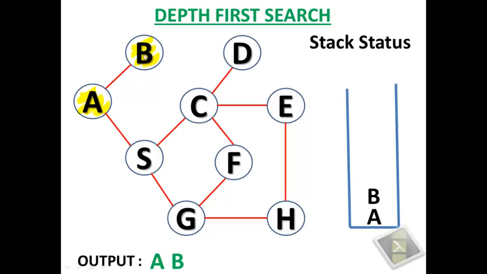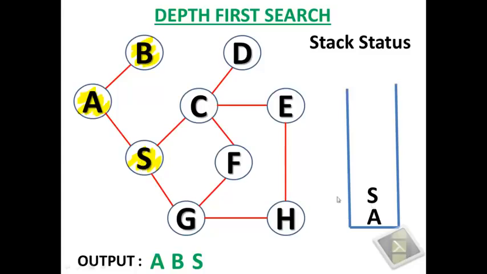Now B being at the top of the stack and A the only adjacent visited node, there is no other go. So we'll pop B from the stack. Now we have A at the top of the stack and S as the adjacent unvisited node. So we'll push S to the top of the stack and add it to the sequence. Mark it as visited.